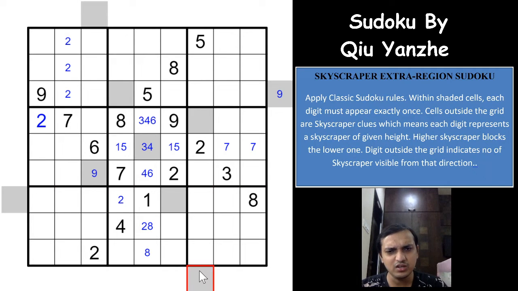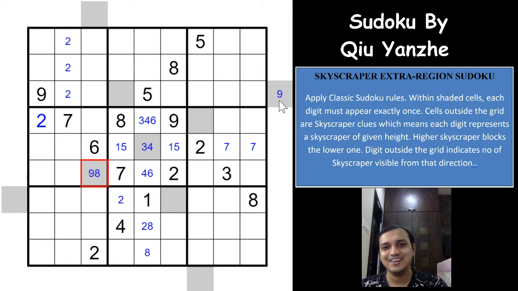Can 8 be here? No, 8 cannot be here as well, because 5 is already hidden. You'll have something greater than 5 in these cells, and 2 is already hidden. It is the 5th digit from that direction. So all the other digits will have to be in increasing order, and that can only have a maximum of 7 visible skyscrapers. So 8 is not possible here, 8 is not possible here.